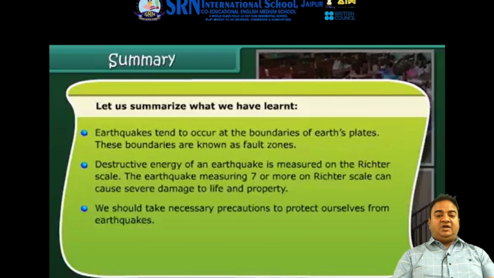The destructive energy of an earthquake is measured on the Richter scale. An earthquake measuring 7 or more on the Richter scale can cause severe damage to life and property. We should take necessary precautions to protect ourselves from earthquakes.